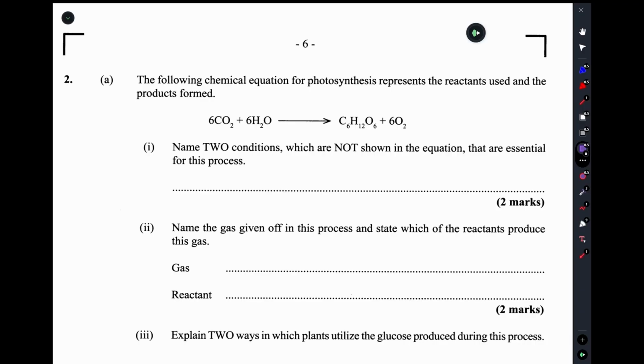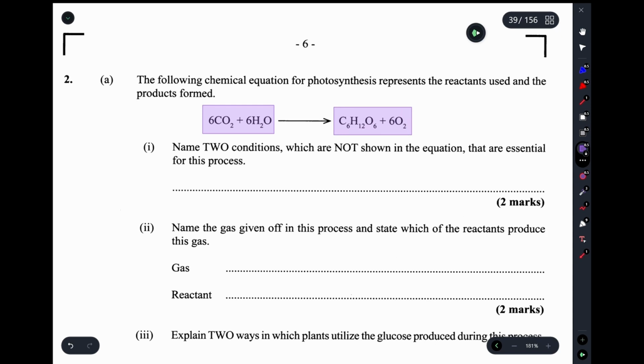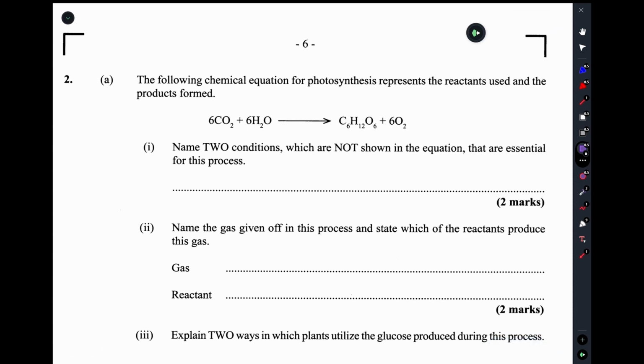Right, let's begin with this question. The following chemical equation for photosynthesis represents the reactants used and the products formed. So, in any equation, we have reactants to the left, products to the right. Yeah? Our reactants are carbon dioxide and water, products, glucose and oxygen. So what are the two conditions not shown that are essential for this process?